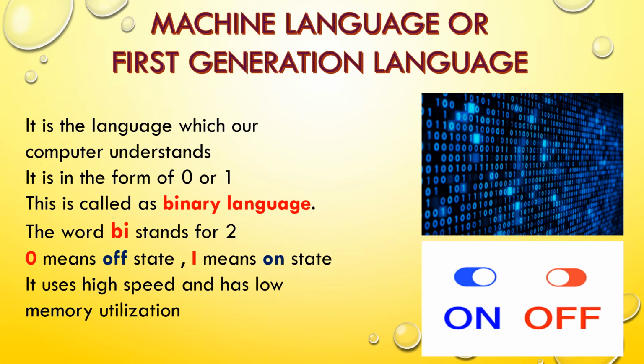Machine language, or first generation language. This is the language which our computer can understand. It is in the form of 0 and 1. They are called binary. The word bi stands for 2 and they are 0 and 1. 0 is called the off state. 1 is called the on state. Machine language generally has low memory utilization and high speed.